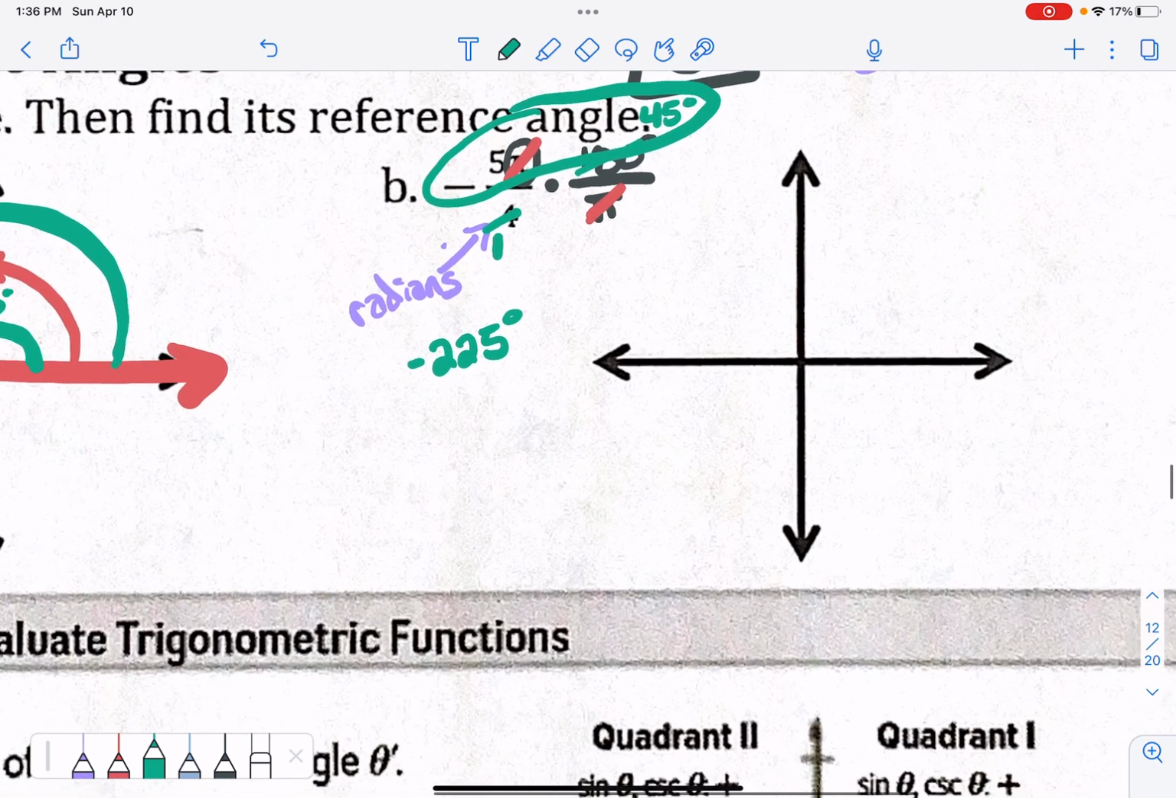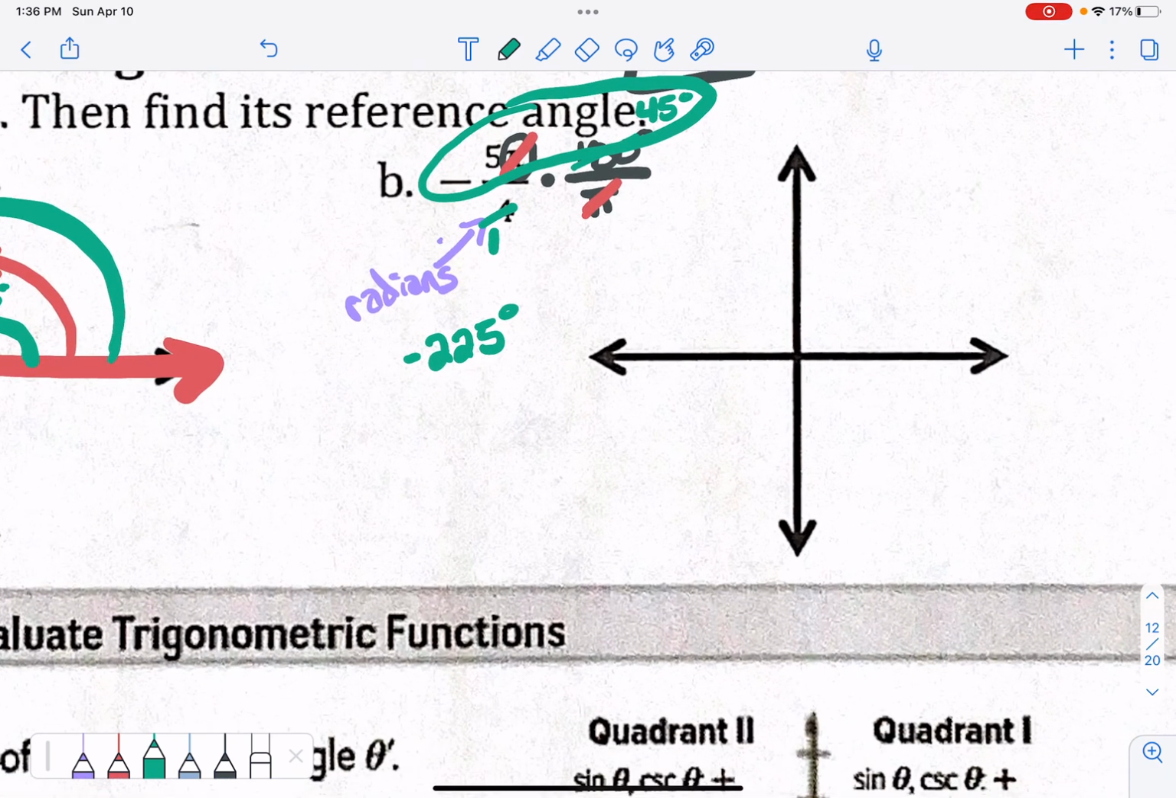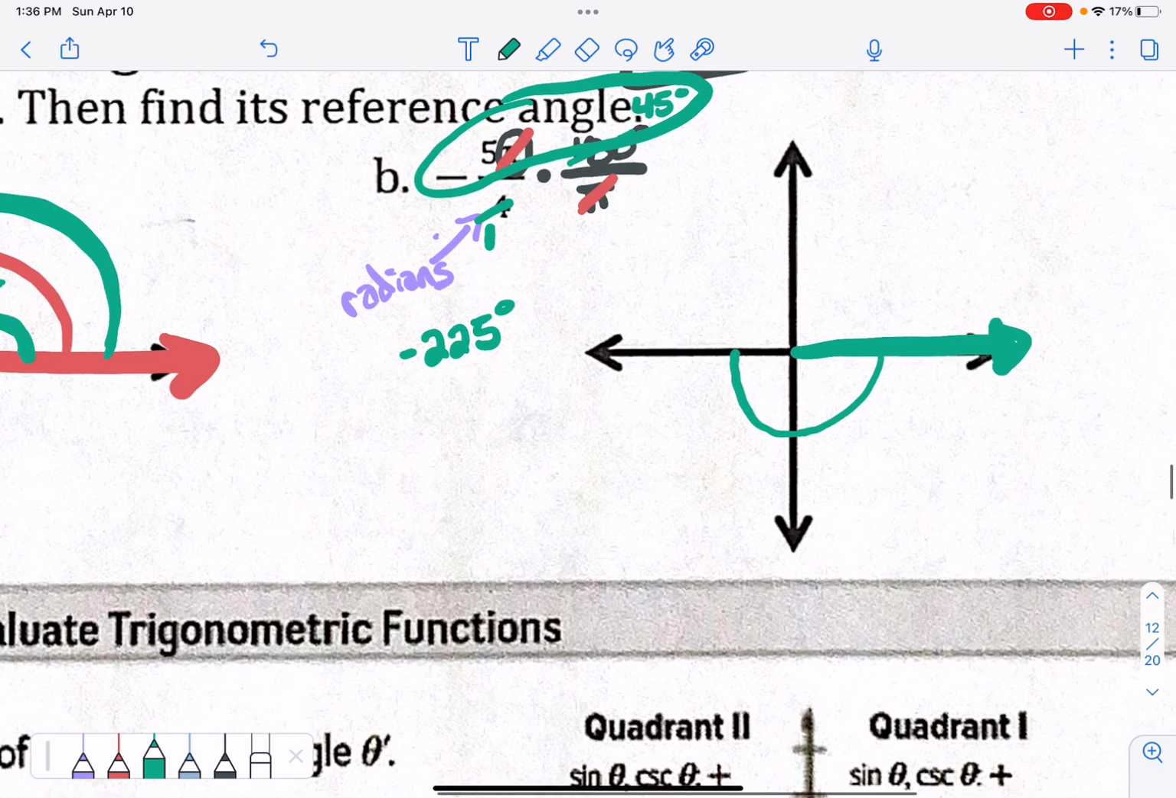Okay, now negative angle again in part B. So starting here, since it's negative, we're going to go down. So we're going to go 90, 180. This would be 270, and we're going only 225. So we're going just here, right? That's 225 degrees. So from here around is 225.